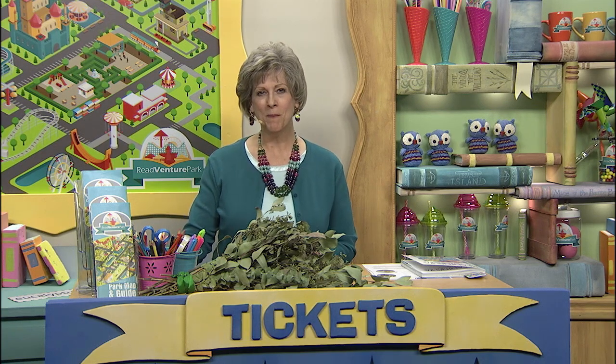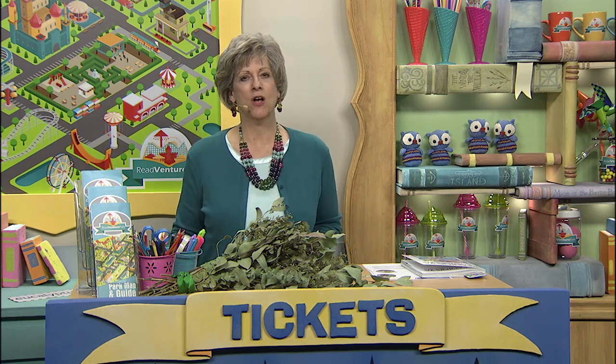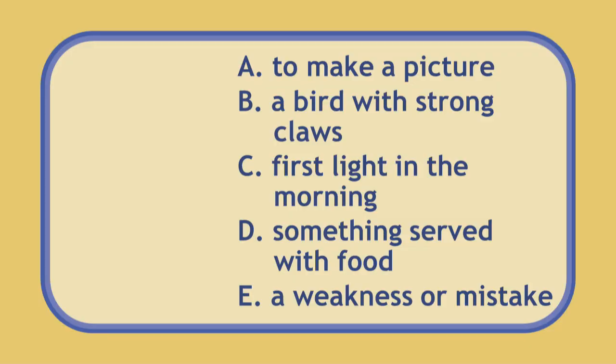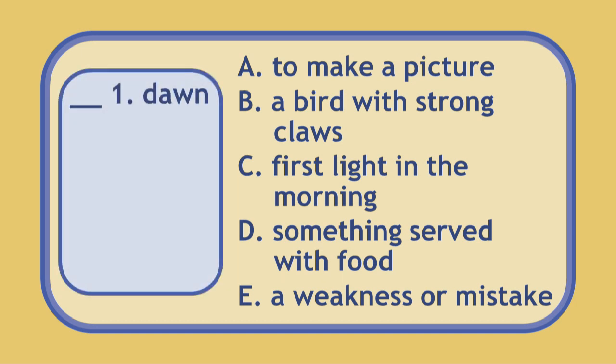So let's see if you can match up the definitions of each of these aw words. Here are five different definitions. To make a picture, a bird with strong claws, first light in the morning, something served with food, and a weakness or mistake. Okay, here's your first clue. Which description matches that word? Dawn is the first light of morning.